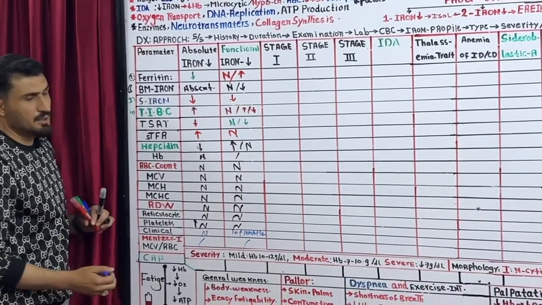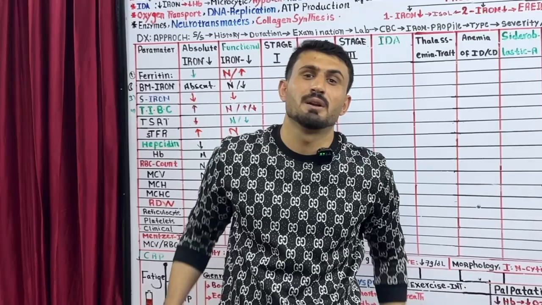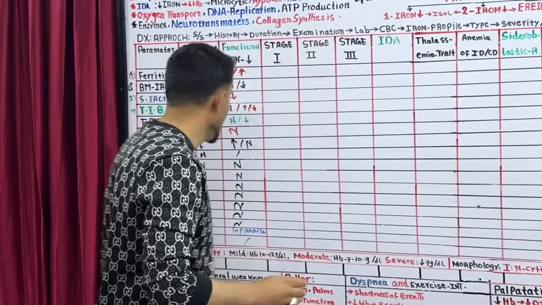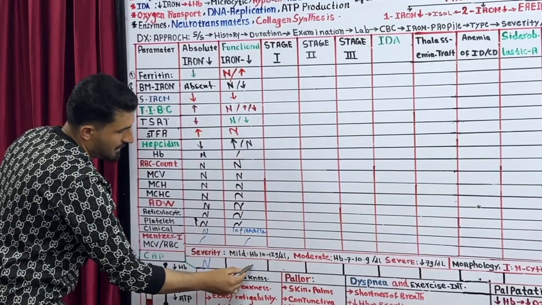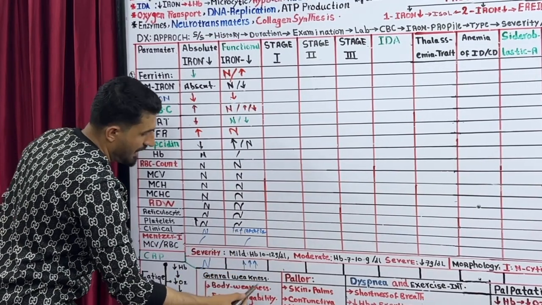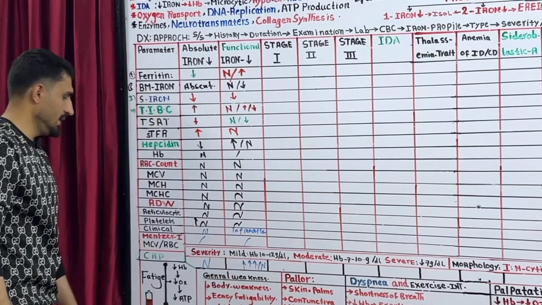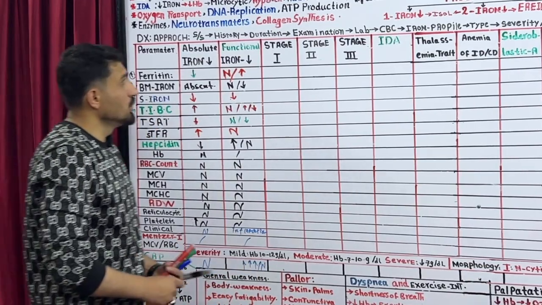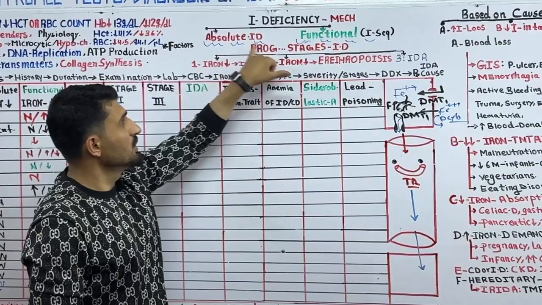About CRP, it is a protein which is secreted by the liver during inflammation. So here I don't have a problem, but in functional it might be increased, more than 5 or 6. It might be normal or increased. Got it? So that's why we say that iron deficiency might be absolute or functional.